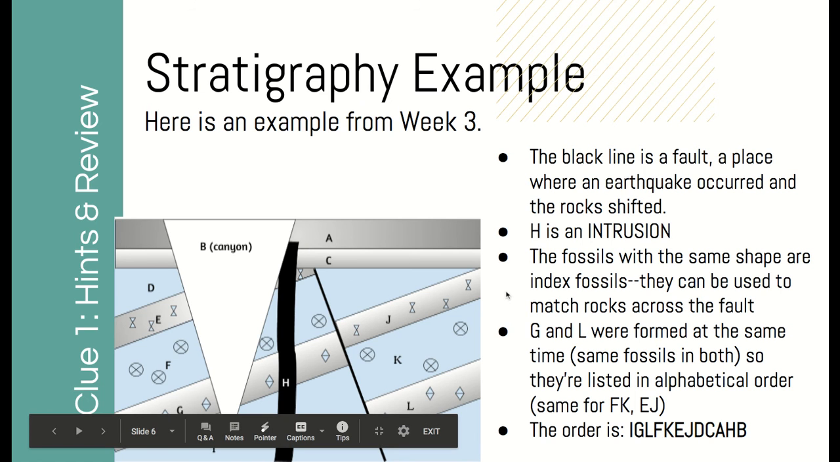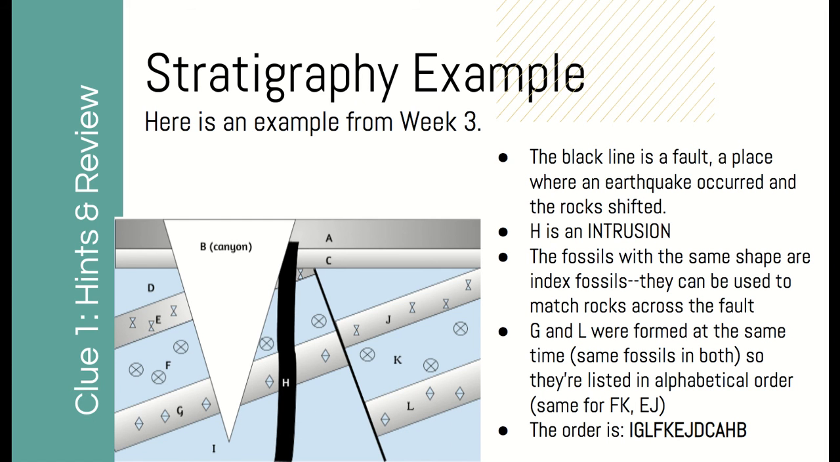This one was your challenge from week 3. And this one, you can tell which layers go together. Again, this one has a fault here, but the fossils actually give you good indications of which layers go together. So for this one, layer I is going to be the bottom layer, and then layers G and L go together because they have the same shape of fossil, that diamond fossil. F and K go together because they have those circle fossils. E and J go together because they have the hourglass fossils. And then D comes after that.